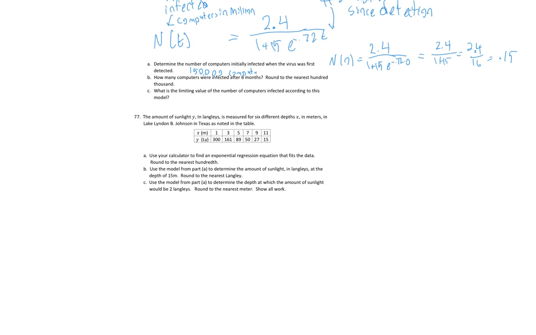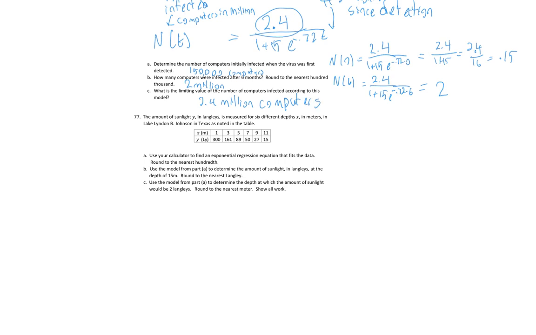To find how many computers were affected after 6 months, well, plug in 6 for t. So 2.4 over 1 plus 15 e to the negative 0.72 times 6. I'm just going to plug that straight into my calculator, and I'm getting 2. So that is 2 million computers. What is the limiting value of computers affected according to this model? Well, your limiting value is always the number on the top. So 2.4 million computers.